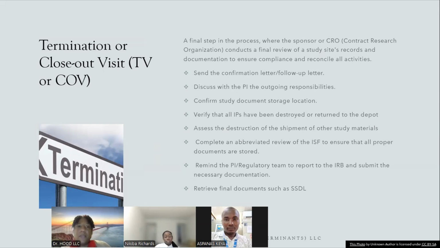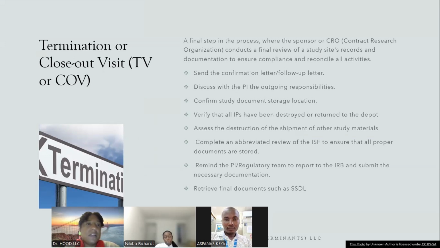It's always good practice to go to your site before that termination visit and make sure everything is done. That way, when you do your termination visit, you can be quick and to the point. If there are some documents, like trackers, that need to be collected before the study is over, collect those before you close out. If they've already been finalized, don't wait till your final visit. Don't wait till the last visit to make sure all IP has been destroyed.